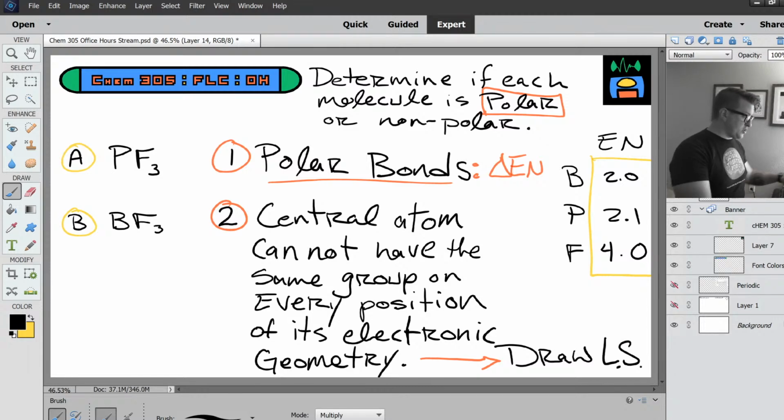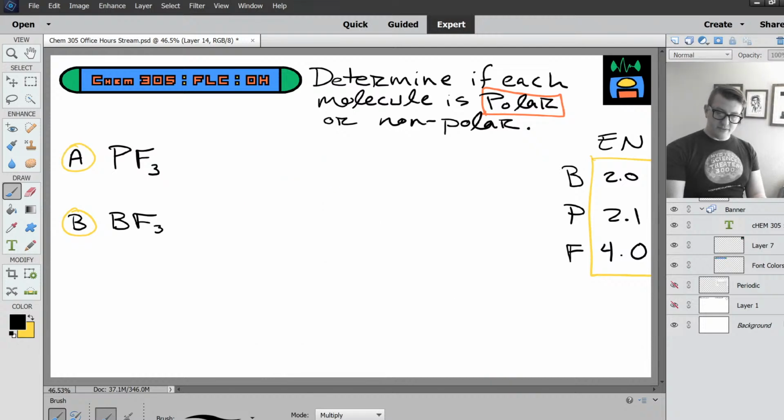All right. If you don't calculate the bond polarity, you don't know if you have polar bonds. If you don't draw the Lewis structure, you won't know if everything's canceled or if you have different things around your central atom. So, those are the two things we got to do for phosphorus trifluoride and boron trifluoride. All right, let's dive into it. So we're going to do PF3 first.